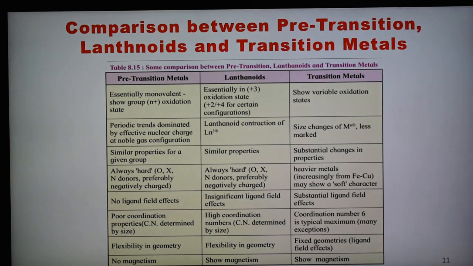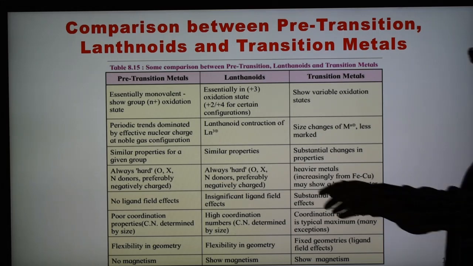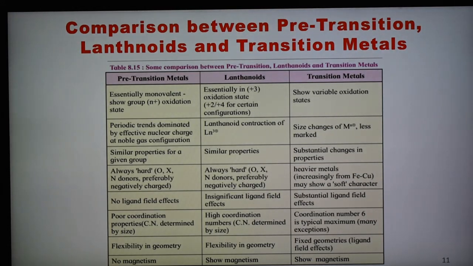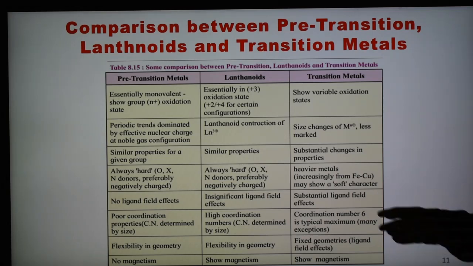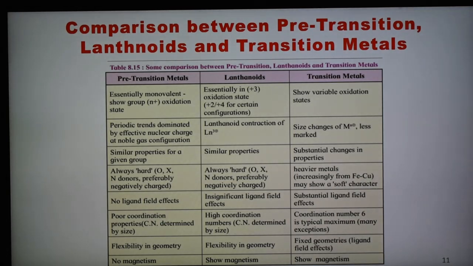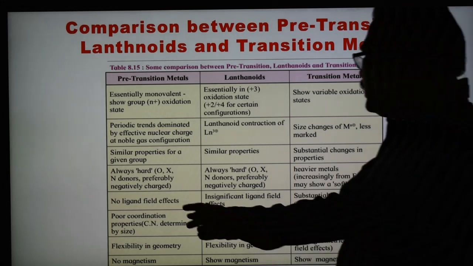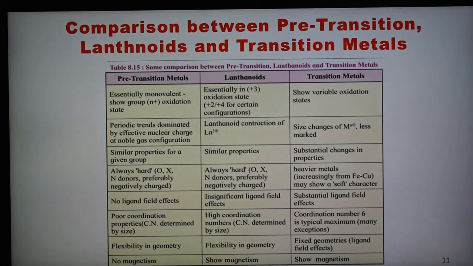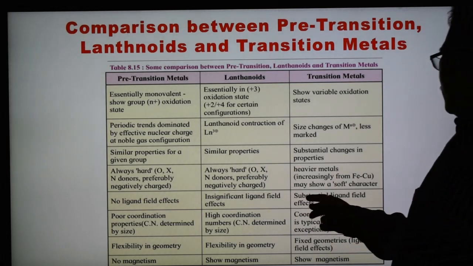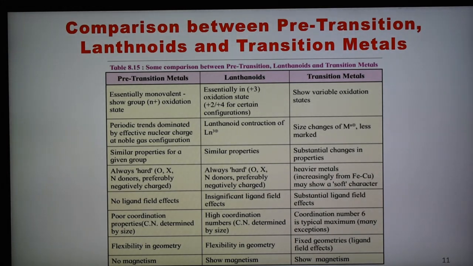And the next point is that these elements are always hard, with oxygen and halide as N donors, preferably negatively charged. Similar to that, heavier metals, increasingly from iron and copper, may show a soft character. The next point is that there is insignificant ligand field effect here, and here a substantial ligand field effect.